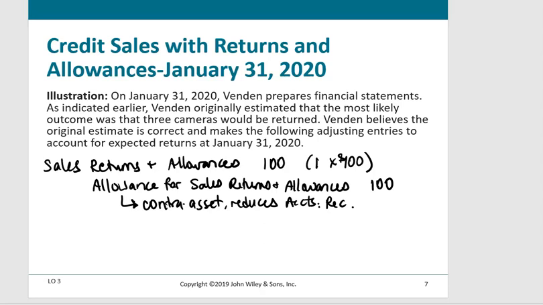What other time in financial accounting have we booked a contra asset that reduces accounts receivable? Remember, that was the allowance for doubtful accounts. This has the same balance sheet impact. It reduces the accounts receivable, or net realizable value of accounts receivable, but it differs from allowance for doubtful accounts because that is related strictly to credit. This is, we're reducing accounts receivable for an expected future return.